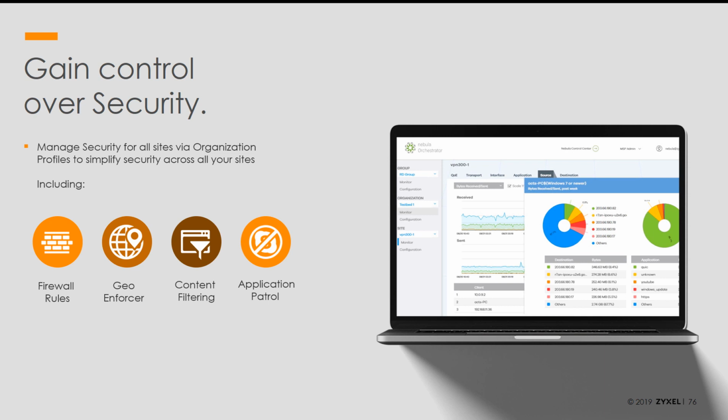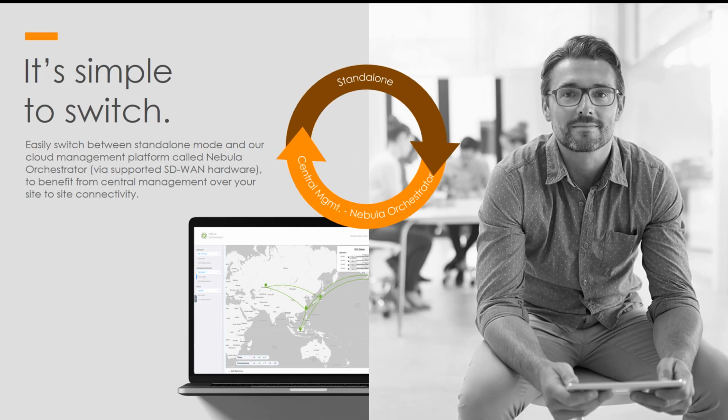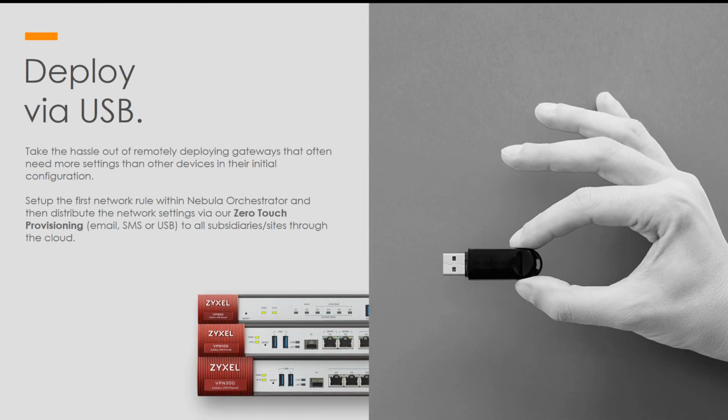To get started with SD-WAN, it's easy to simply switch from hardware that's already supported. So if you have a VPN device out there already, and we'll go into the supported models in a moment, then you can simply switch to SD-WAN and control it via our Nebula orchestrator platform. And for those who want peace of mind, they can switch back to being standalone at any point as well. Deploying SD-WAN is pretty straightforward. You can even do it by delivering by email, SMS, and USB, allowing a very seamless deployment, or zero-touch deployment.